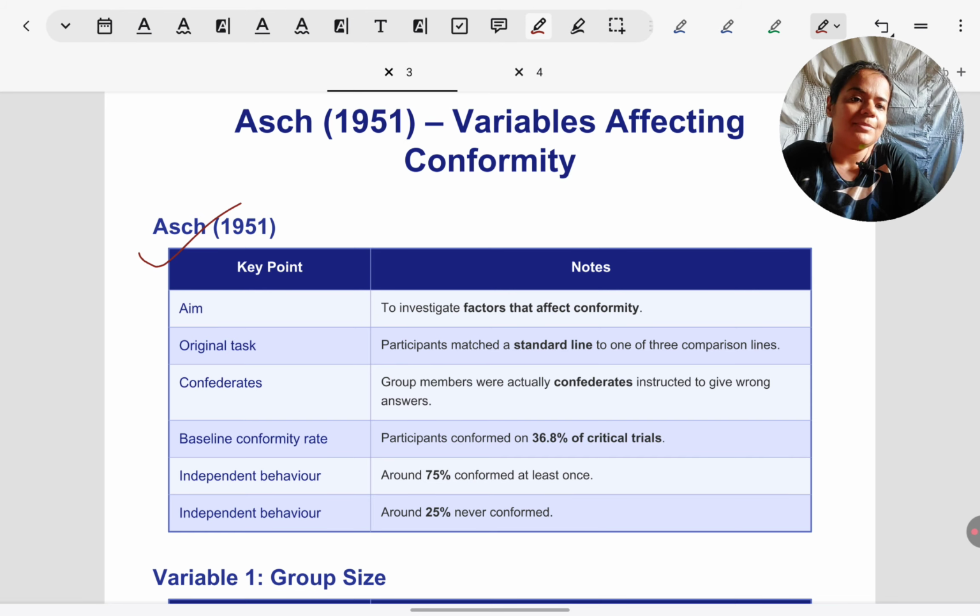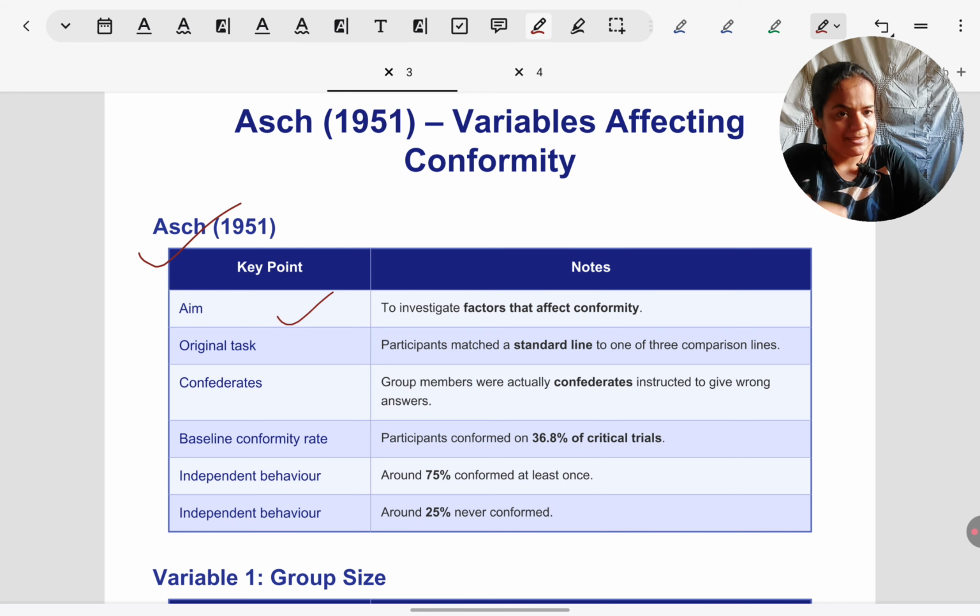Okay, in variables affecting conformity, first we have to know about Asch's study. Conformity just means agreeing with the ideas and behaviors of the majority. Asch did a classic study in this area. It's called the line task study.